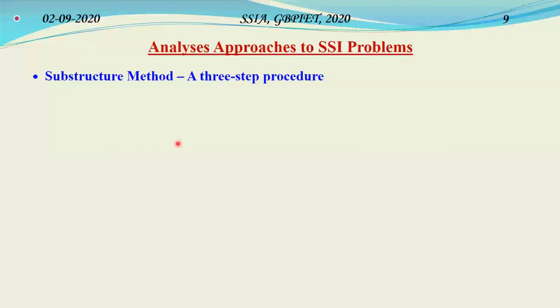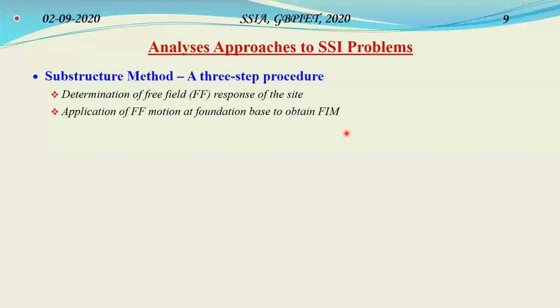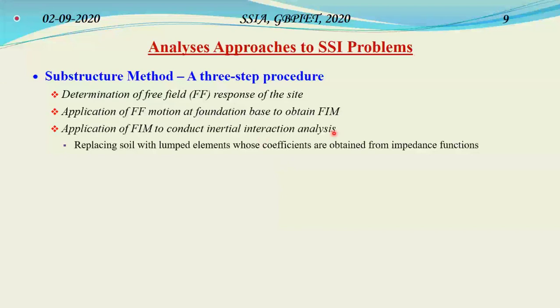There is one more method, which is the substructure method, a three-step procedure, which is more or less similar to the multi-step method. In the substructure method, first of all, you determine the free field response of the site. Using the free field response, you find the foundation input motion, which is a part of the kinematic interaction. Using this foundation input motion, you conduct the inertial interaction analysis. However, in this method, when you conduct the inertial interaction analysis, you replace the soil with lumped elements whose coefficients are basically obtained from impedance functions.